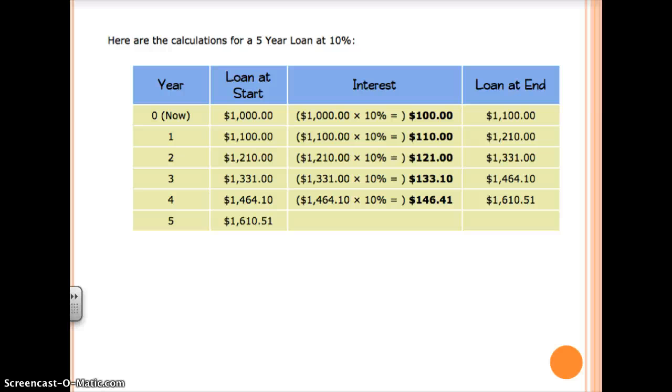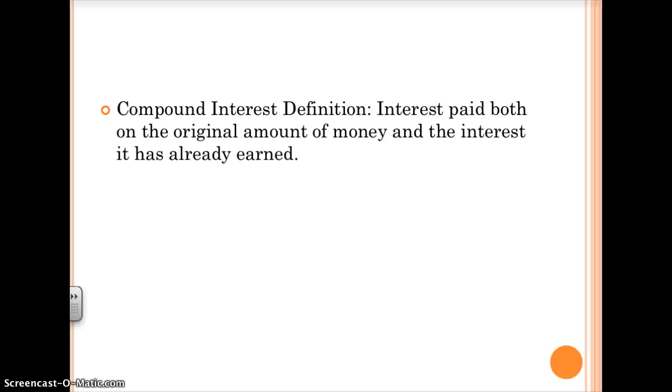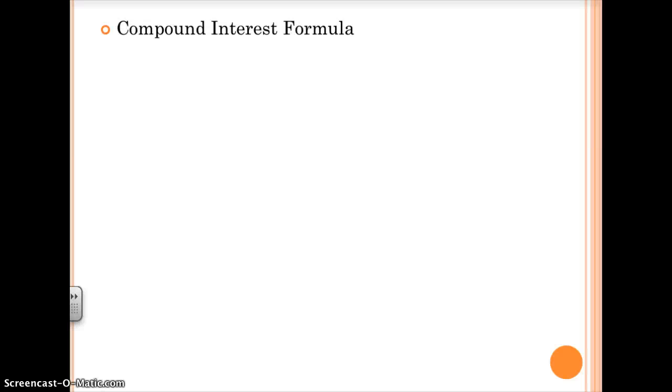Now that's great, but what if this is a 10 or 20-year loan and you don't want to compute year by year? There is a definition, there is a formula. The definition for compound interest is interest paid both on the original amount of money and the interest it has already earned. Here's the formula. It looks overwhelming, but let's break it down.